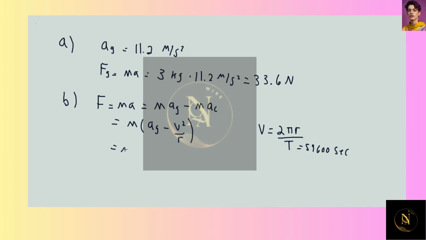So simplify this a little bit more. We have that a_g still. And then plugging in this expression for v, we should get 4 pi squared, and then we'll have an r squared divided by r, so just r, and then over T squared. Now we can plug in all those numbers, and we should get 32.7 newtons. So a little bit less, and definitely a noticeable difference between those two values.